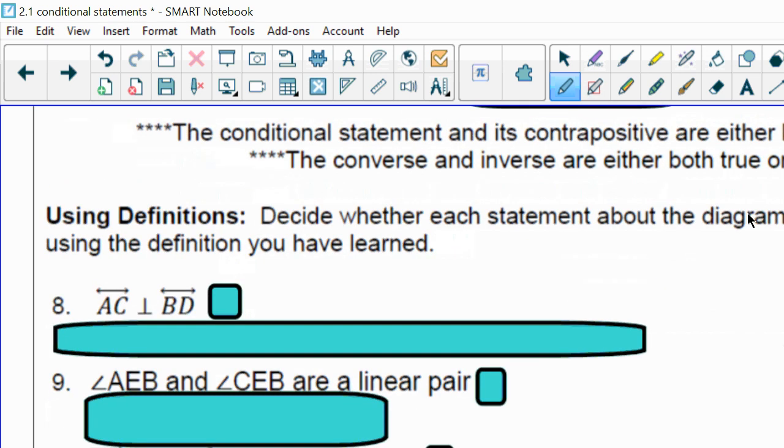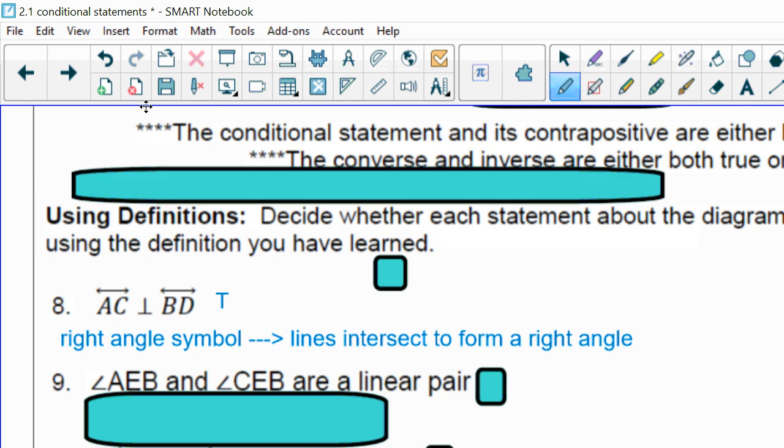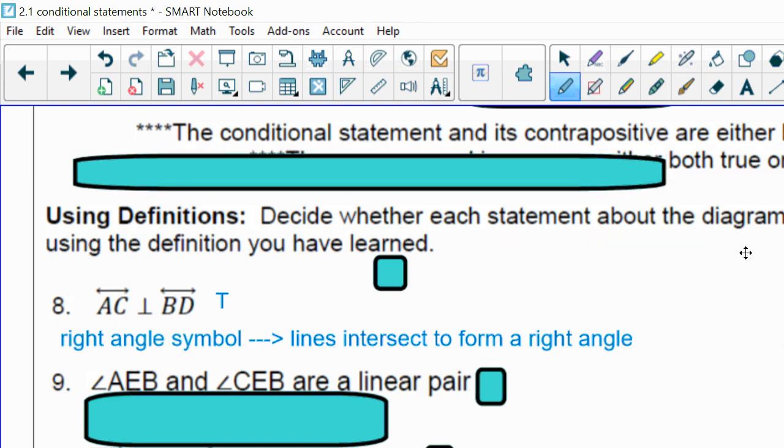So let's decide if these statements are true or false based on this picture. AC is perpendicular to BD. Is AC, which is this line here, perpendicular to BD? Yes, it is. And we're going to explain it using a definition. Our definition is that it has a right angle symbol and the lines intersect to form a right angle. That's how you get a perpendicular line.